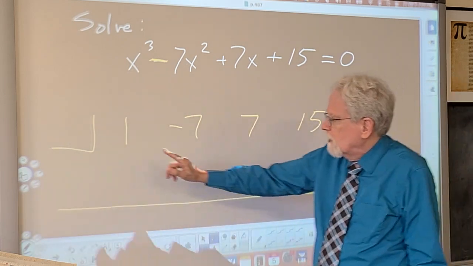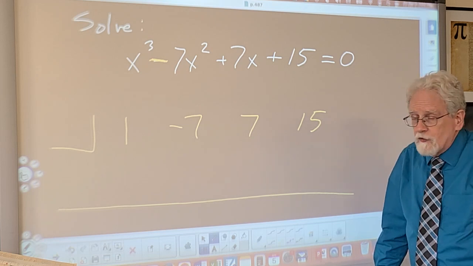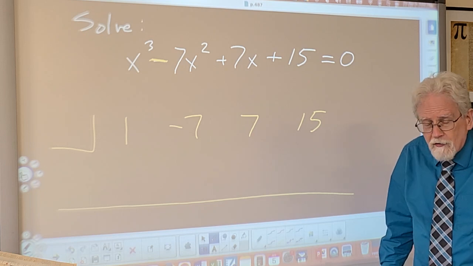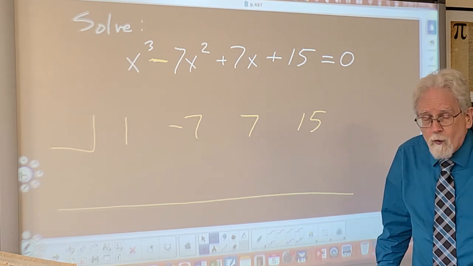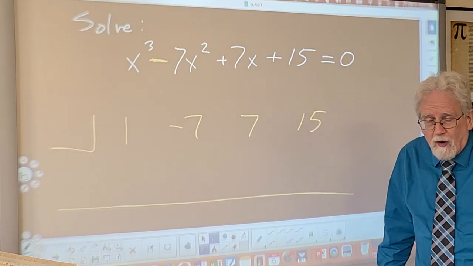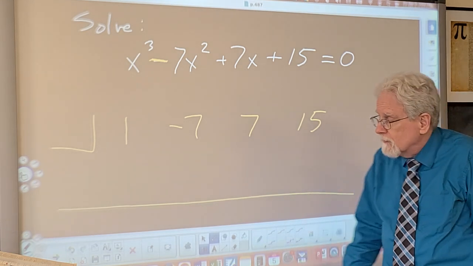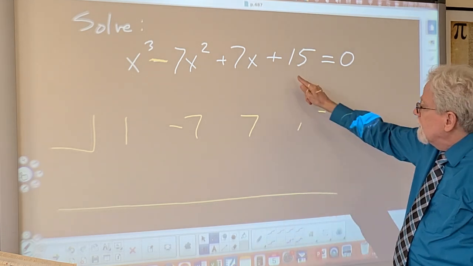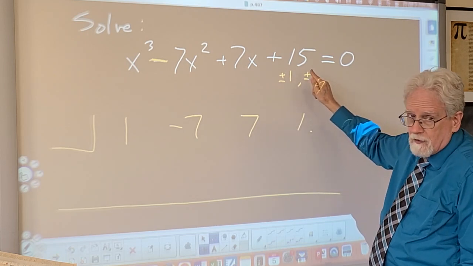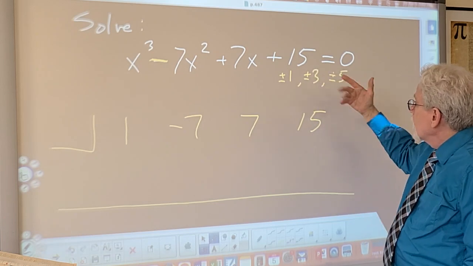The only thing I'm going to plug in here will be factors of 15. So I would not bother trying 2. Would it hurt to try it? It wouldn't hurt. I just guarantee that it won't work, because 2 is not a factor of 15. There's no harm in trying, except you're wasting your time. We want to try only factors of 15: positive or negative 1, 3, and 5. Those are the only things we would want to try.